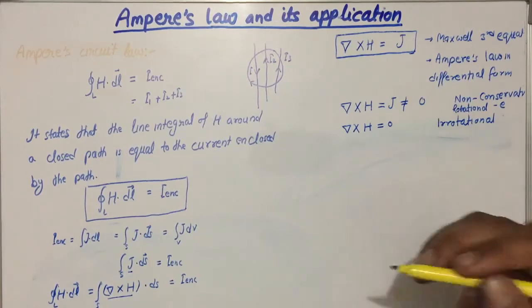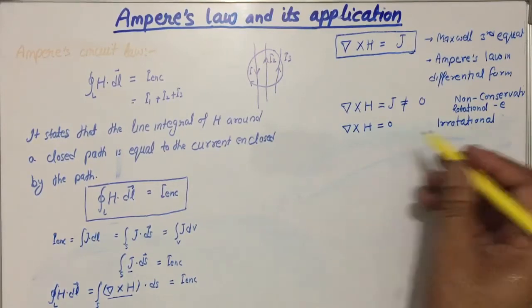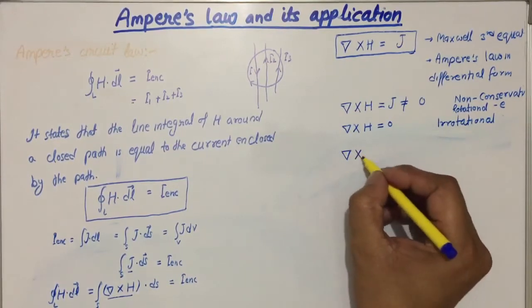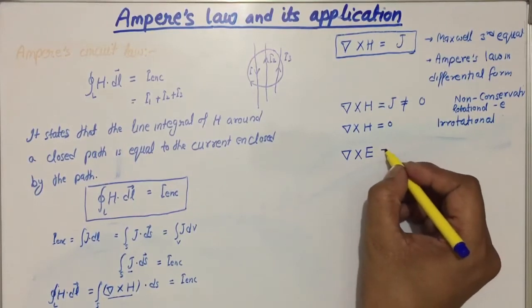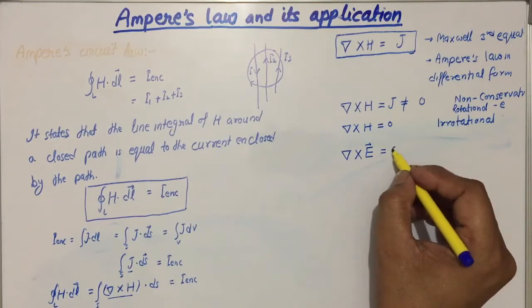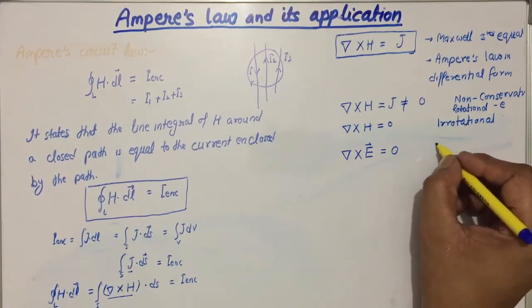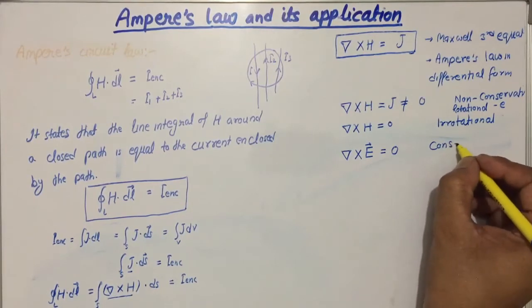Now recall the electric field case. There we have studied del cross electric field E. When it was 0, then it was conservative.